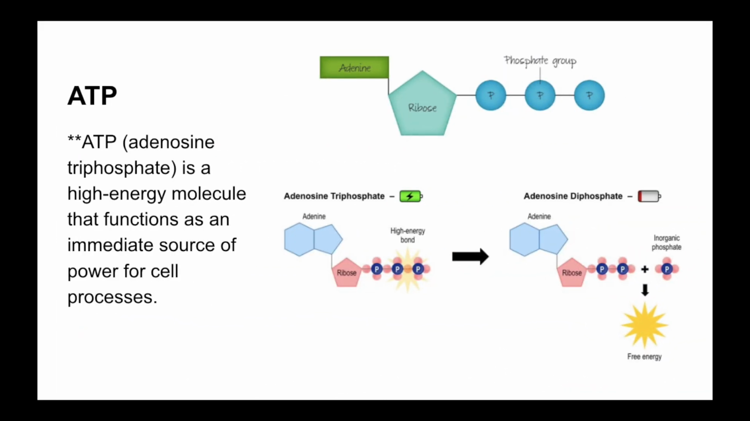Now, ATP is a high energy molecule that functions as an immediate source of power for the cell processes. It is a molecule that carries energy within the cell, and ATP fuels most of our body's energy needs. And from cellular respiration, ATP is immediately available as a source of energy for the cell. Energy is produced when ATP is hydrolyzed.